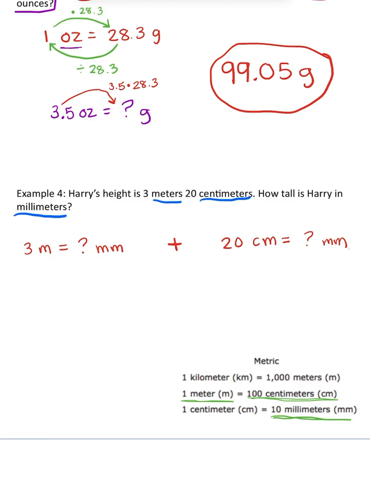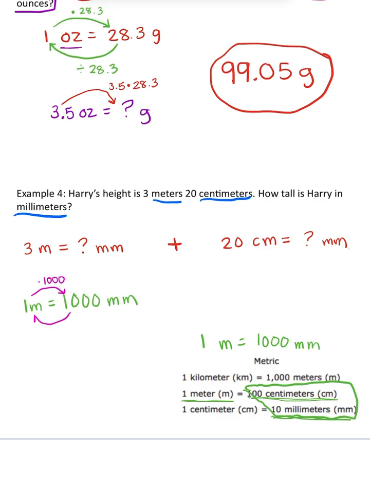So again, since they're not on the same row, we are going to have to multiply these two pieces. So 100 times 10 is 1,000. So 1 meter equals 1,000 millimeters. So I can write that over here. 1 meter equals 1,000 millimeters. So my rule for that would be times 1,000 and divided by 1,000.